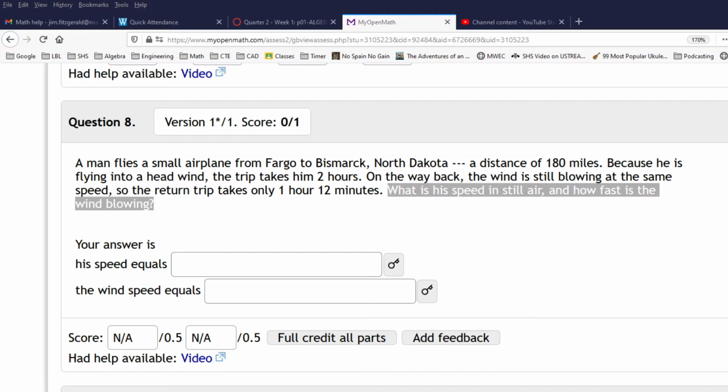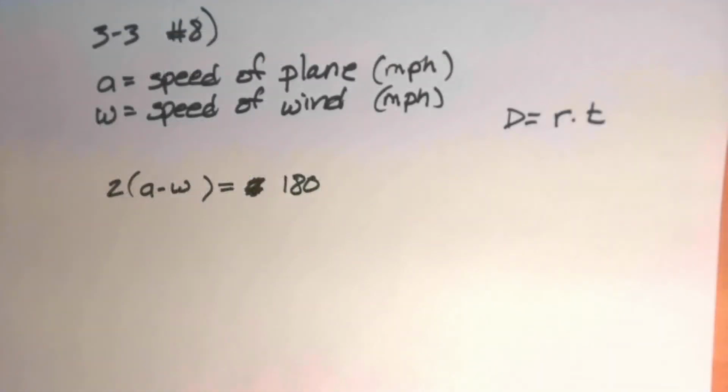And we used 2 hours in the first equation. The second equation, we have 1 hour and 12 minutes. So we have to figure out what that equals in a decimal, right? How many hours does that represent? So let's take a look at this.